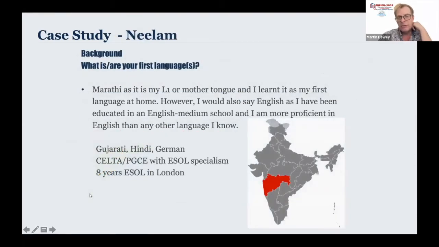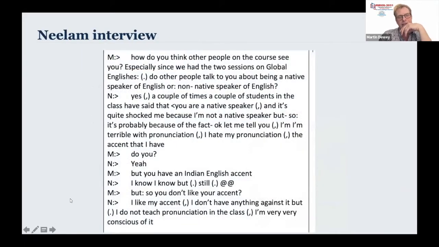And very similar idea in a separate case in the same study. So this is Neelam, who is from India and describes herself as a Marathi speaker. So Marathi is her mother tongue. That's the first language that she learned at home, but she's now more proficient in English. So English is her dominant language. Okay. And even though English is her dominant language, she's reluctant to identify as a native speaker.